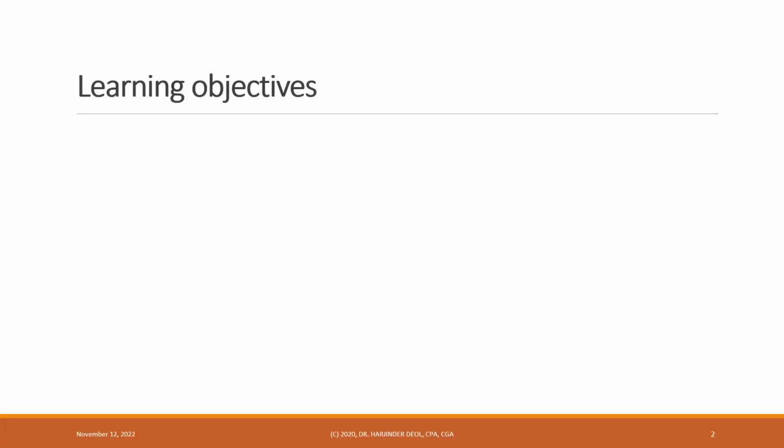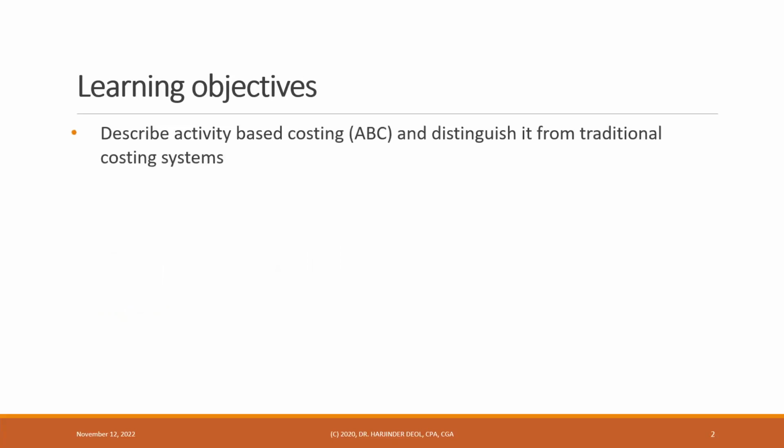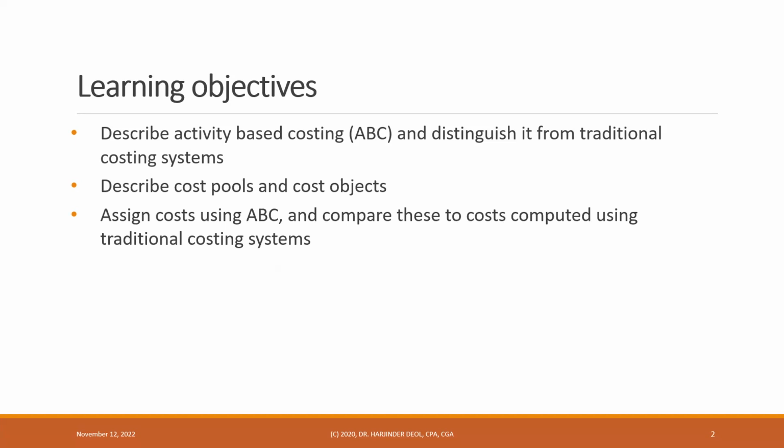We'll first take a look at the learning objectives. We will start with a description of what activity-based costing is and how it can be distinguished from traditional costing systems. We will then take a look at the definition of cost pools and cost objects. And then we will learn how to assign costs using activity-based costing.